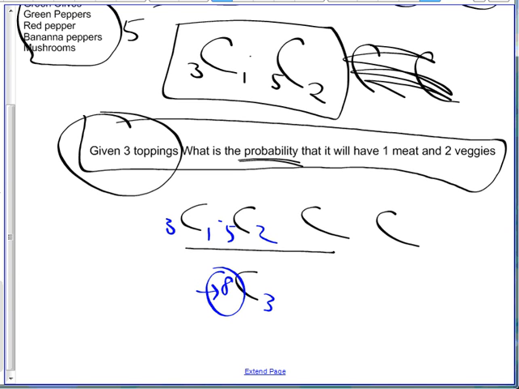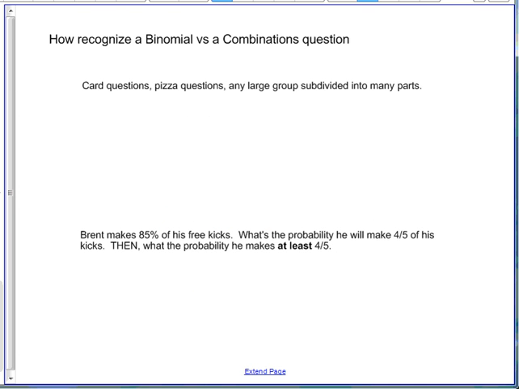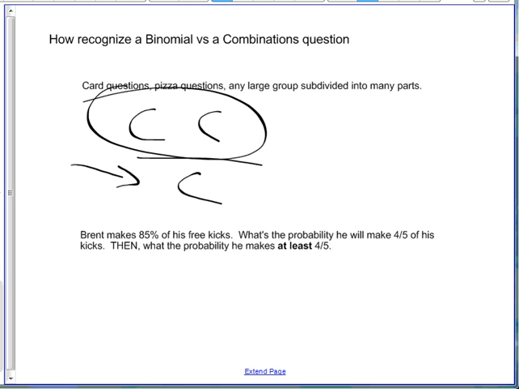And remember how I said they would balance? This and this add up to this. Remember that? And then this and this add up to that. Okay, if yours didn't balance, you should have known ahead of time it wasn't going to work. All right. Card questions, pizza questions. Any large group subdivided into many parts can be done like this. CC over C. That's when you use the CC over C thing. It's for card questions, pizza questions, any large group divided into small parts. That's if they're probabilities, of course, because you need the fraction. If there was just how many ways can I make a pizza, then it's just the top part of the CC over C.